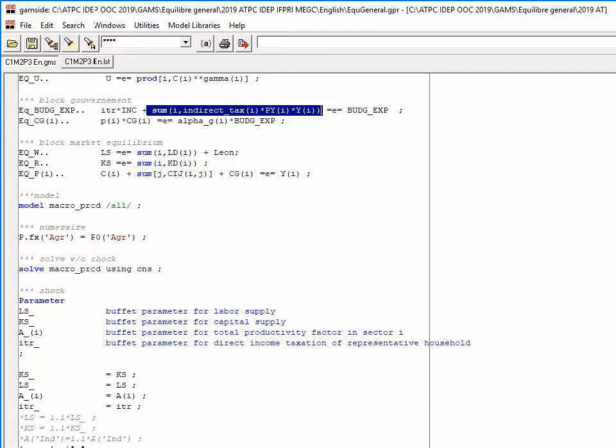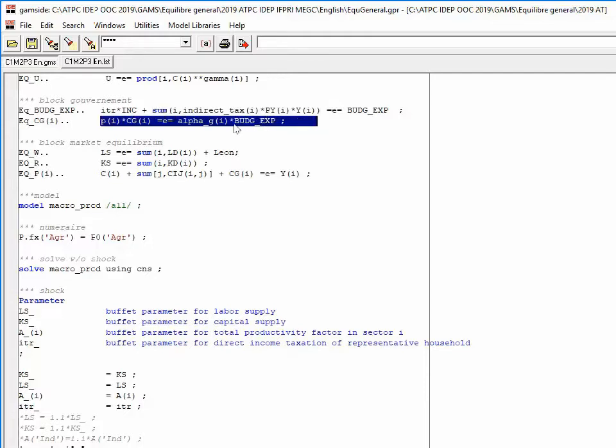Then you have here, once the budget expenditure is determined by the previous equation, the distribution of public expenditure between the three sectors is explained by a Cobb-Douglas. And so in the Cobb-Douglas, each sector's share in value of total public expenditure is constant.